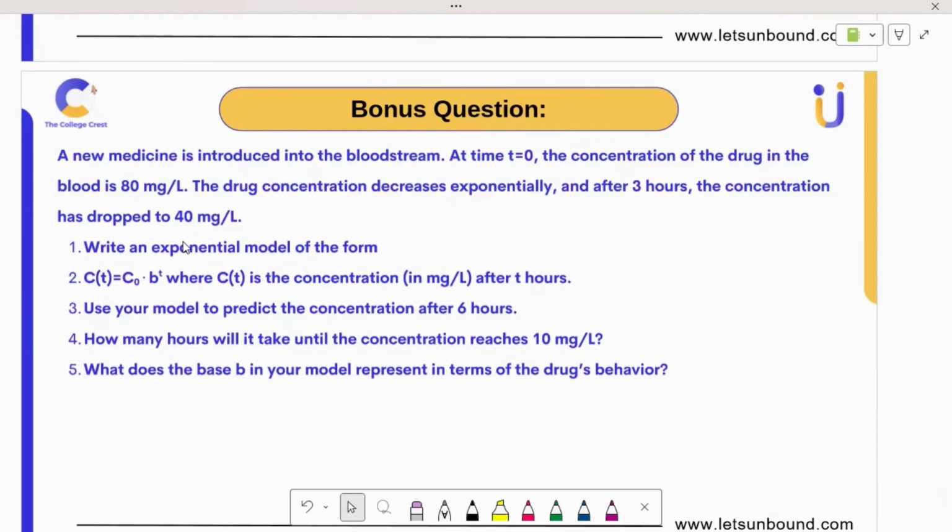Use your model to predict the concentration after 6 hours. Maybe direct plug-in. How many hours it will take until the concentration reaches 10 milligram per liter? How does the base in your model represent in terms of drug behavior?